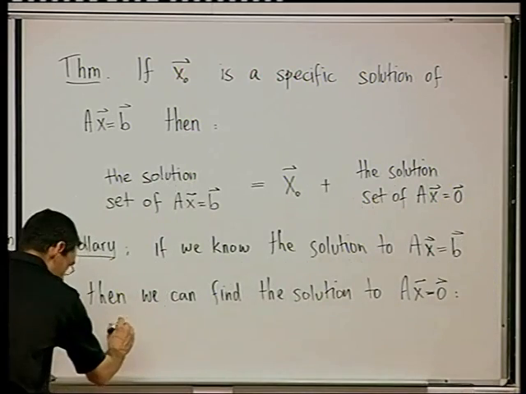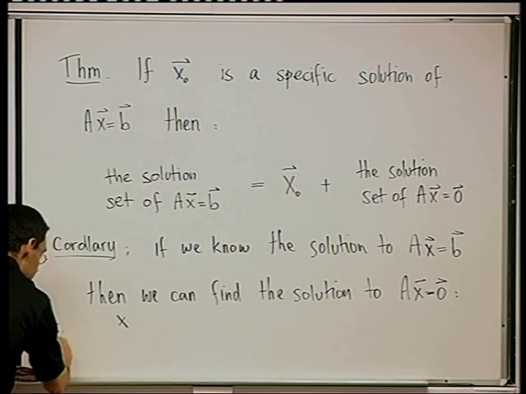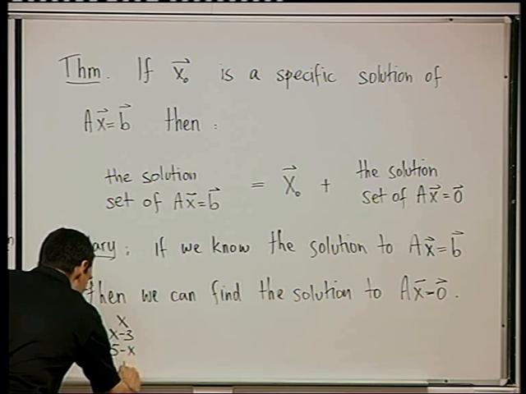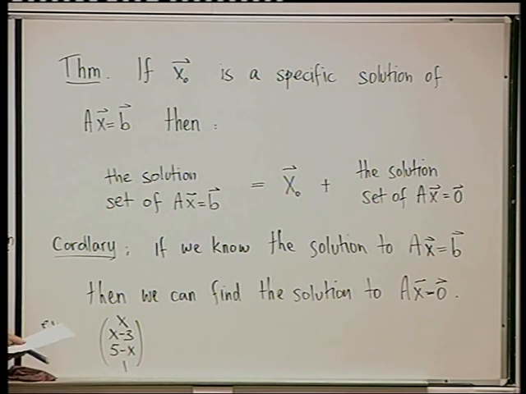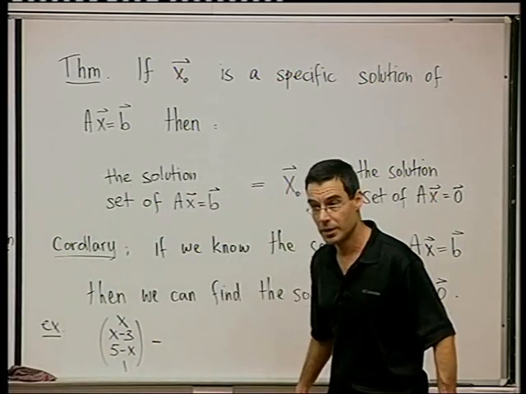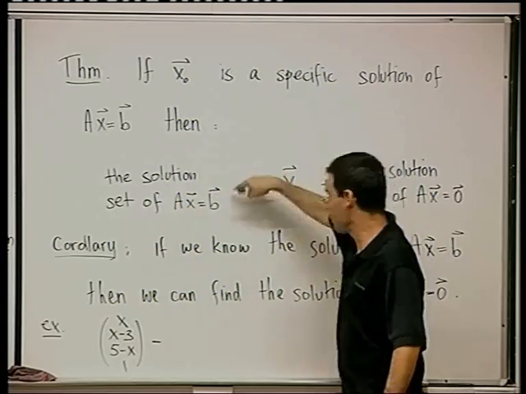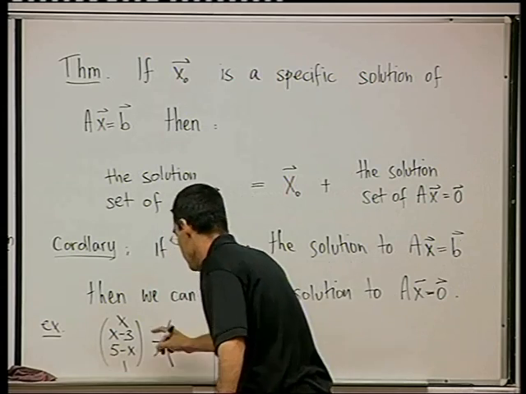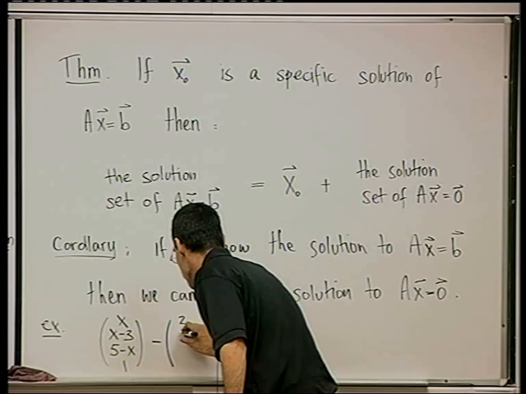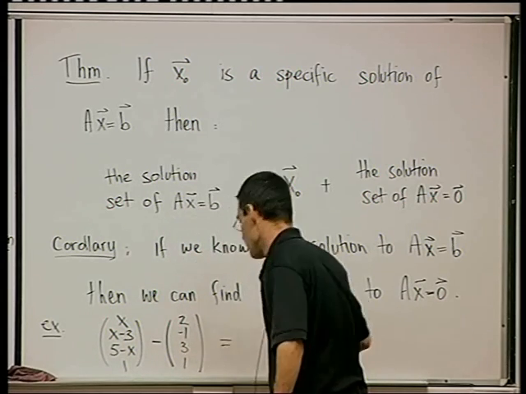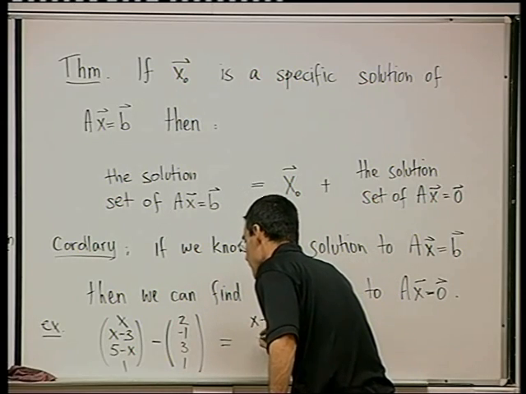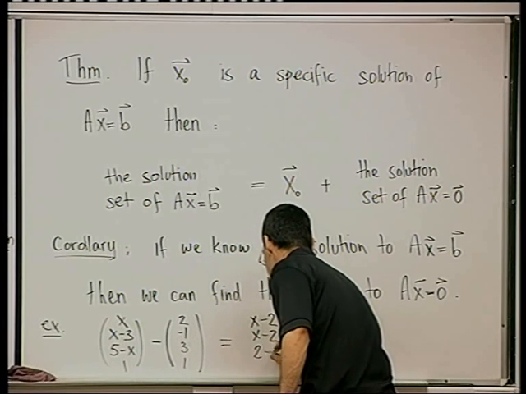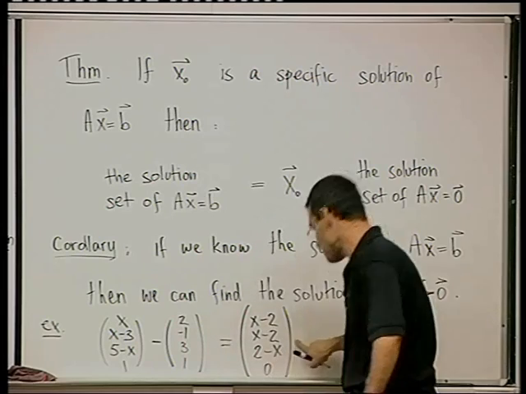How? Suppose we knew the solution to ax equals b. We had it, for example, the solution x minus 3, 5 minus x, and 1. That was the general solution to ax equals b in the example. Take any particular solution you want. Take the general solution, subtract a particular solution, and you're going to get the solution set of ax equals 0. It's straightforward from this theorem. Let's say x equals 2. So we get 2 minus 1, 3, 1, and subtract it. We get x minus 2, x minus 3 plus 1, x minus 2, 5 minus x minus 3. So it's 2 minus x, and 1 minus 1, 0. This is the solution to the homogeneous one.